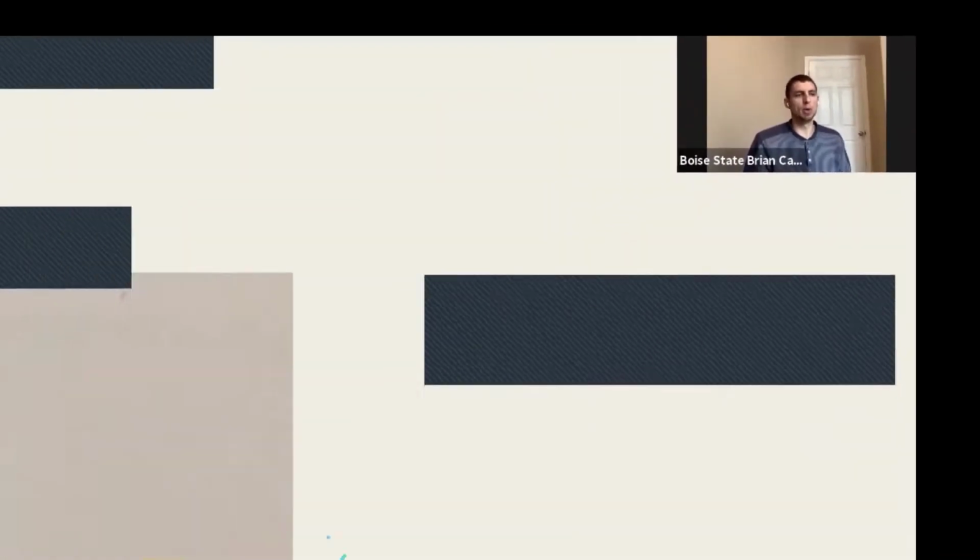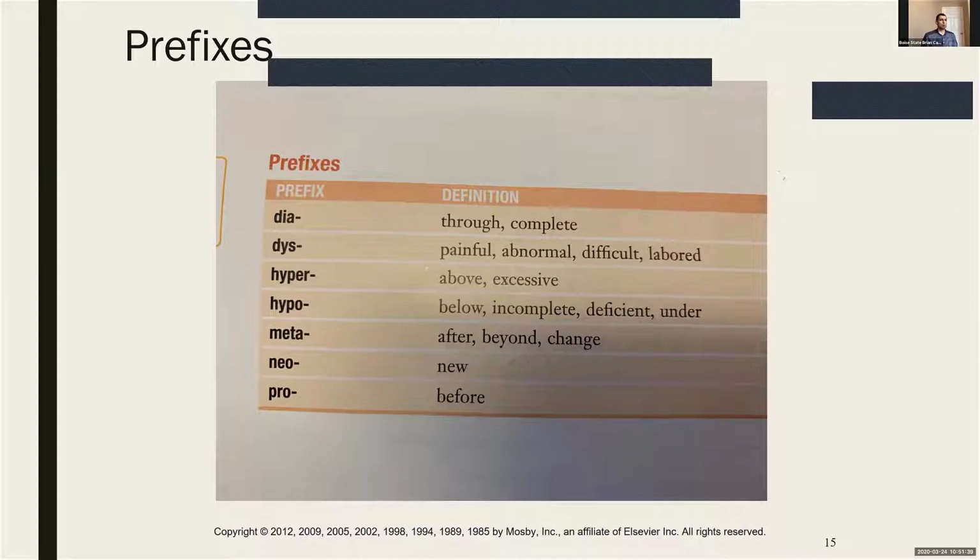Hyper, hypo, we use these a little bit more frequently in common language, but in healthcare, we use them all the time. Hyper is more than and hypo would be less than. And depending on how you're using it, it could mean above, below, it could mean excessive or incomplete, like they're listing here. So those are very, very common.